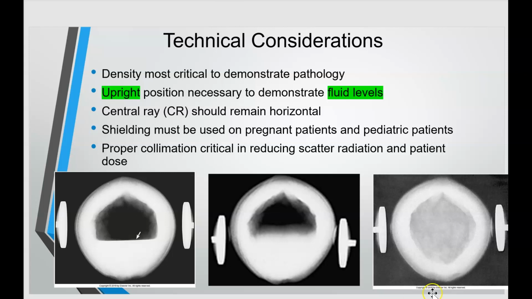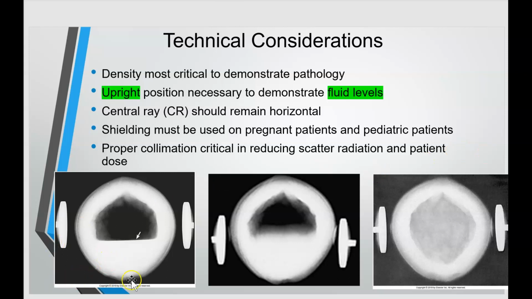Your upright position is absolutely necessary to demonstrate fluid levels. Now, you're going to have trauma patients that cannot be upright. In that case, they can be supine or they must be supine, but we're going to make sure we do a horizontal ray with them so that we can still see some type of air fluid level. Ideally, when your patients are presenting with sinuses, though, in the x-ray department, we're going to have them upright, either seated or standing at a bucky.